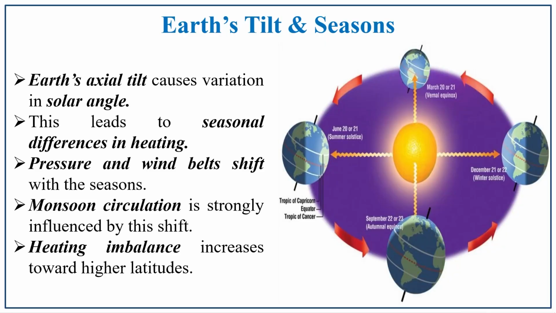Earth's tilt and seasons. We know that because of the Earth's tilt, the various seasons happen: summer, winter, autumn and spring. There is also a difference in pressure, and the wind belts shift with the seasons, which in turn influences the monsoon circulation and creates heating imbalances increasing towards the higher latitudes. If one moves from the polar region towards the equator side, the heat gained will be somewhat higher. That difference can be seen because of the Earth's tilt.